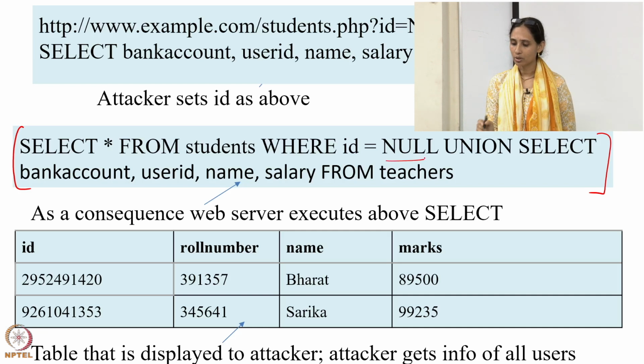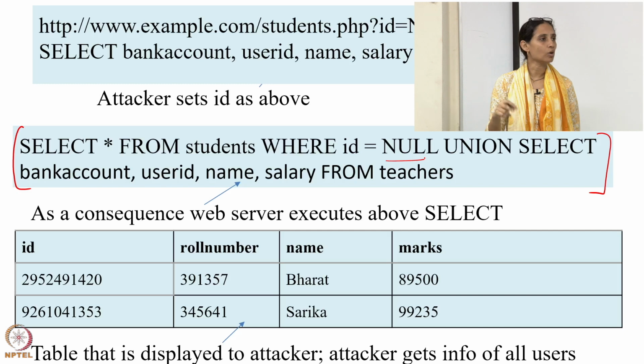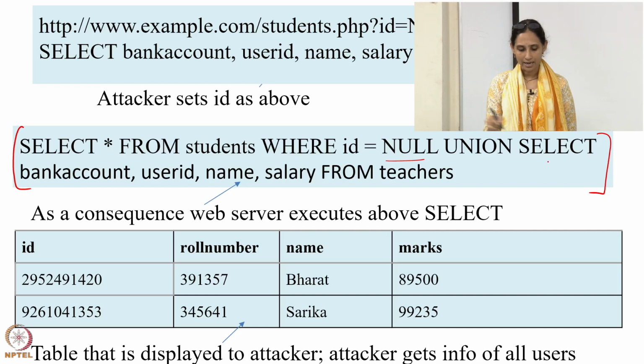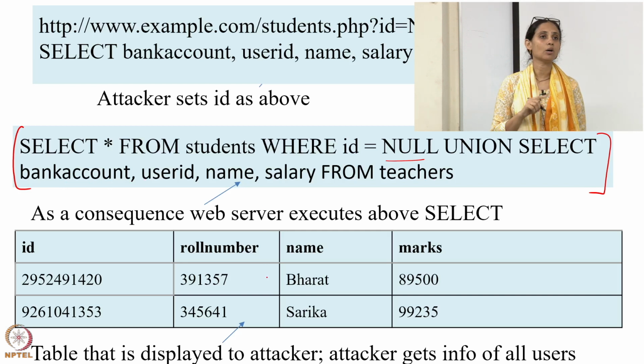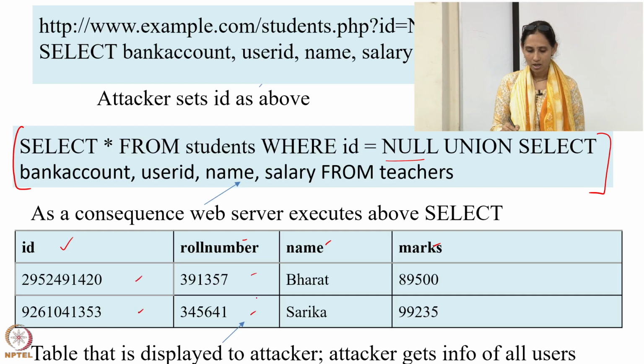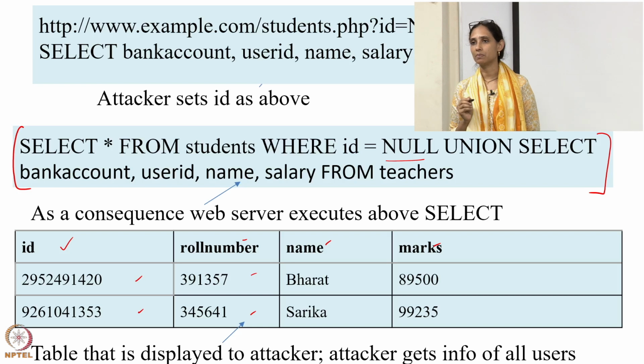This ID is equal to null means it won't return anything, but because it is a union, this select will get this entire teachers table and it will display. But if you see, the odd thing is it is putting ID, roll number, name, marks, because those are the entries we are using as part of echo. Because the students.php is dealing with students table, so it has, but then the actual values here are corresponding to bank account, user ID, name and salary from the teachers table.